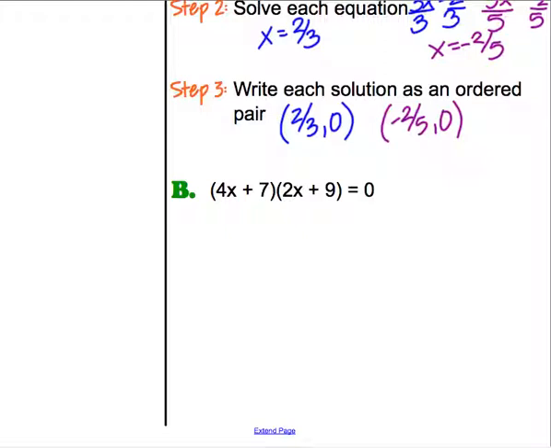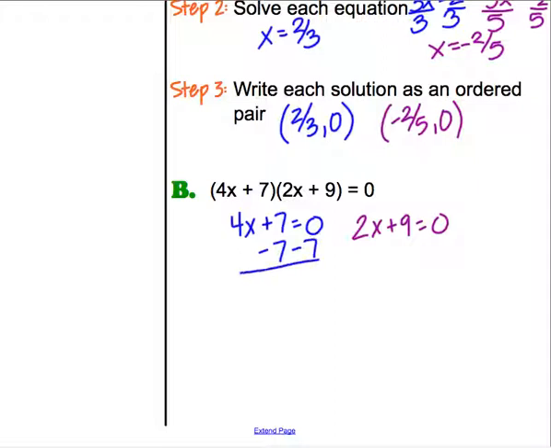Now for this second one, I want you to go ahead and work this one out on your own and press pause on the video while you're doing it. And then as soon as you are done, come back and check. All right, let's see how you did. We first set them up equal to 0, so 4x plus 7 equal to 0, and 2x plus 9 equal to 0. Then we'll go ahead and solve each of them.